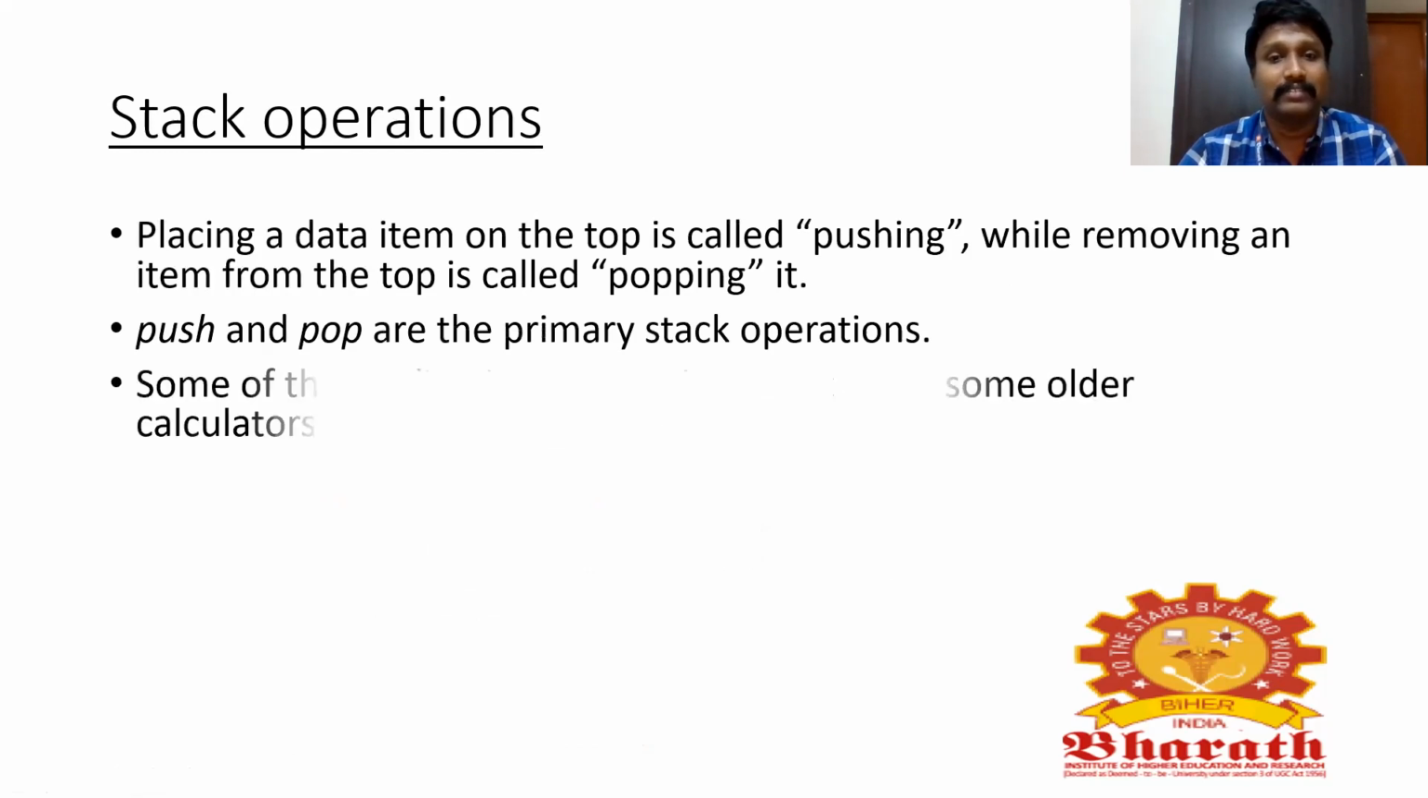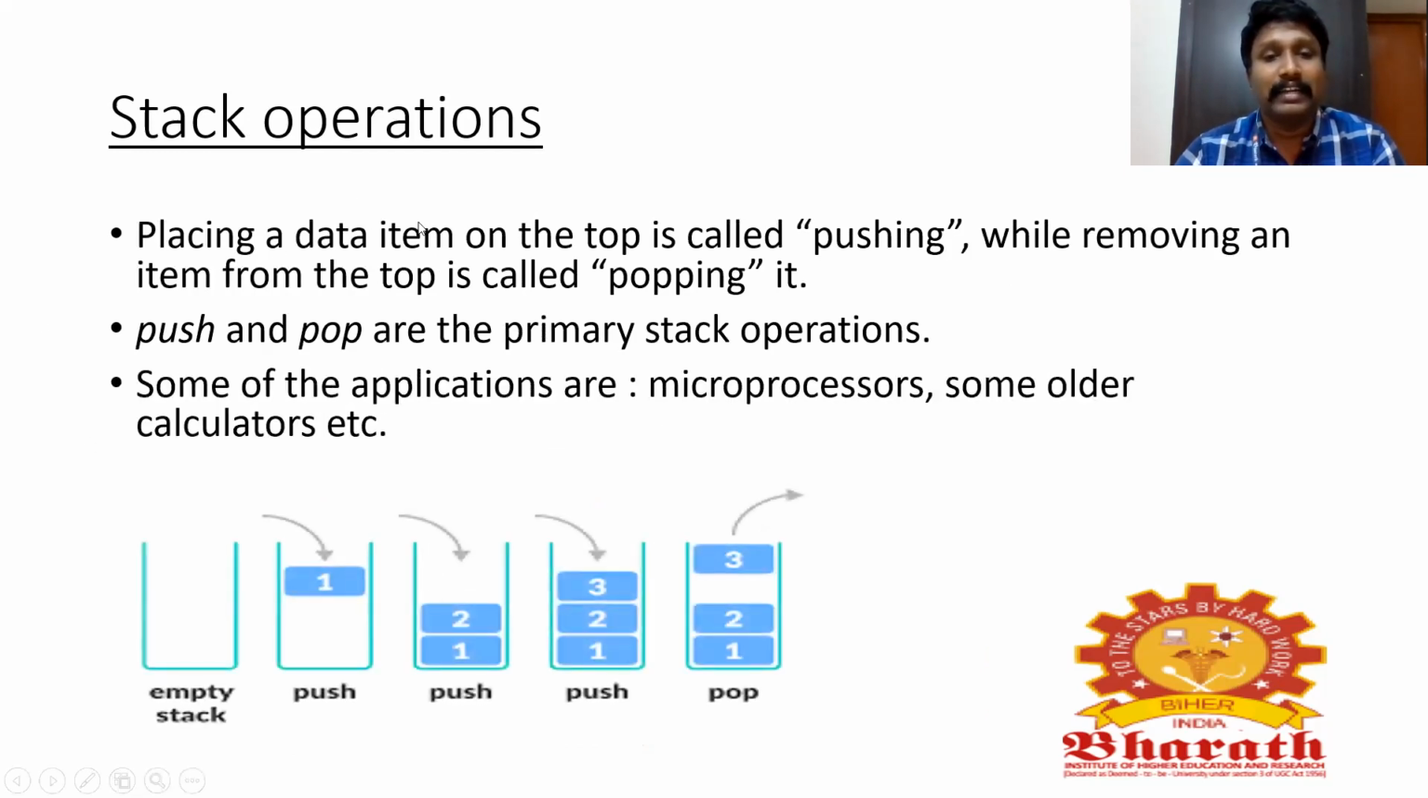Now the stack operations, as I have said already. Placing a data item on the top is called pushing. The first one is the empty stack, so now the stack is empty. Pushing an item inside the stack: element 1 is pushed in, and it is the top of the stack because no other element has been pushed. So what is the place of element 1? Top.